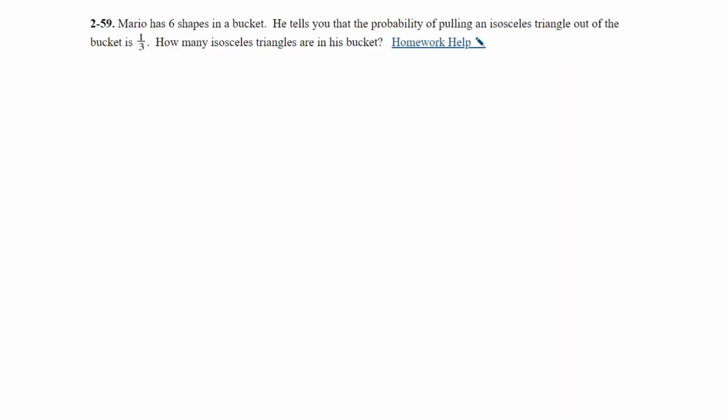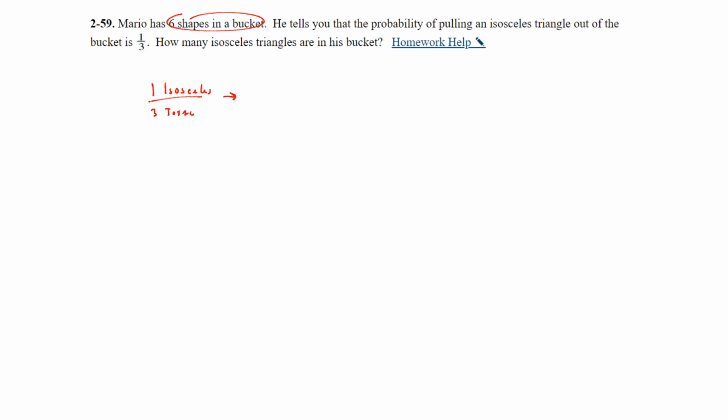Question 59. Mario has 6 shapes in a bucket. He tells you that the probability of pulling an isosceles triangle out of the bucket is 1/3. How many isosceles triangles are in his bucket? Well, if the probability of pulling an isosceles triangle out is 1/3, that means there's 1 isosceles triangle for every 3 total shapes. But we actually know there's 6 shapes in the bucket.